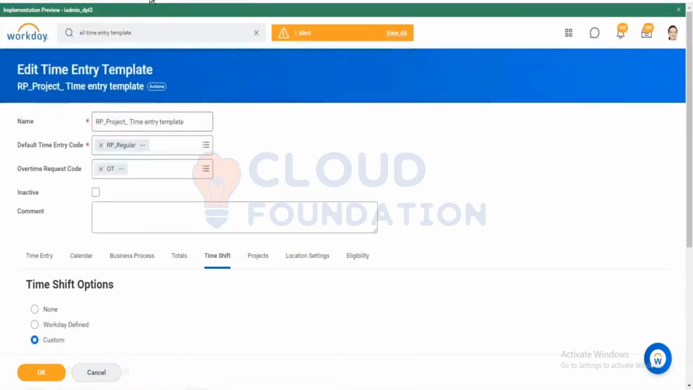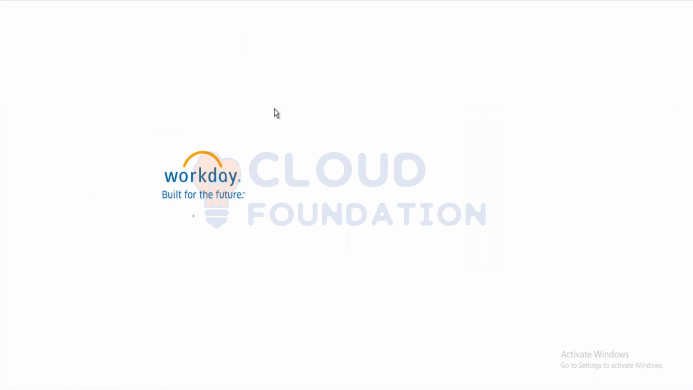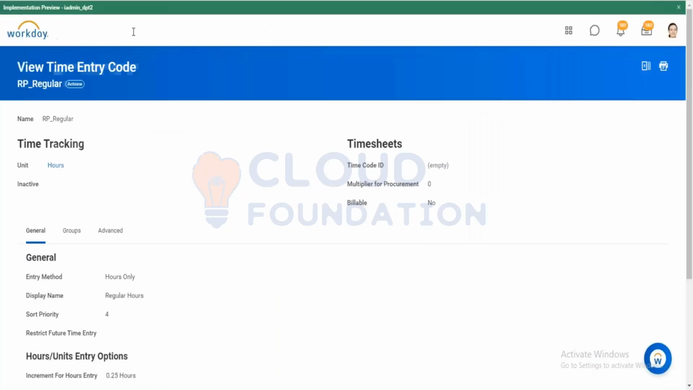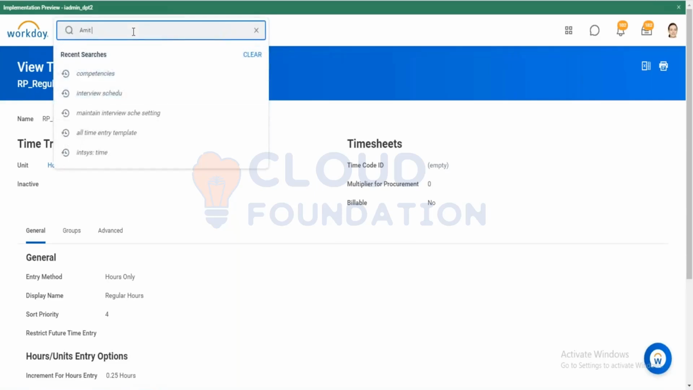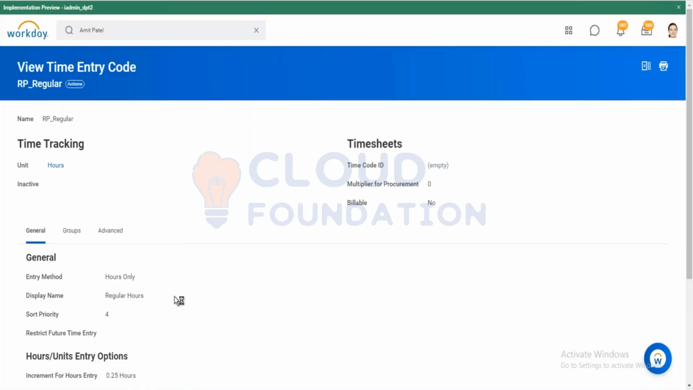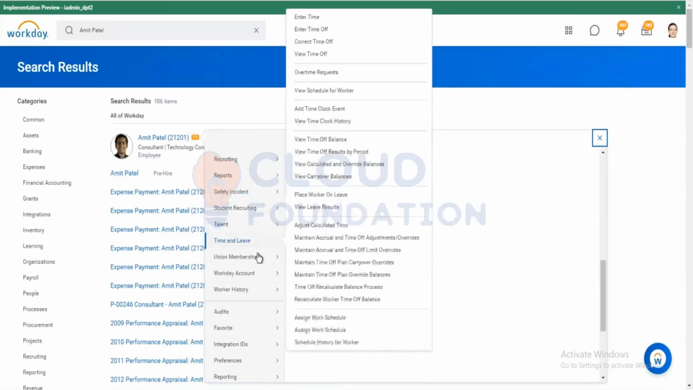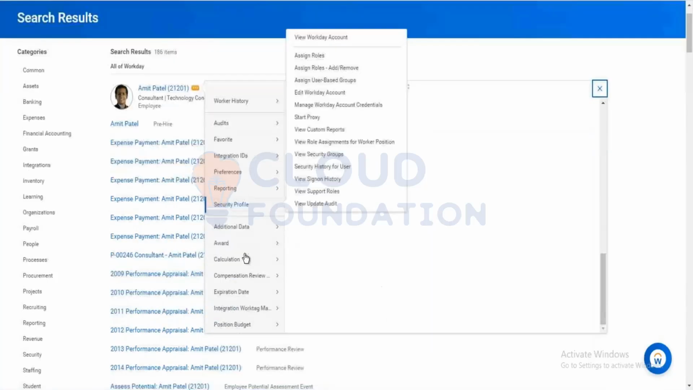Now let's understand how important it is to configure these factors. Let's take one example: our worker Amit Patel. This is highly important whenever you are making the calculation for an in and out worker, and those under shift based time zone. So what you need to do is first understand what the shift categories are.